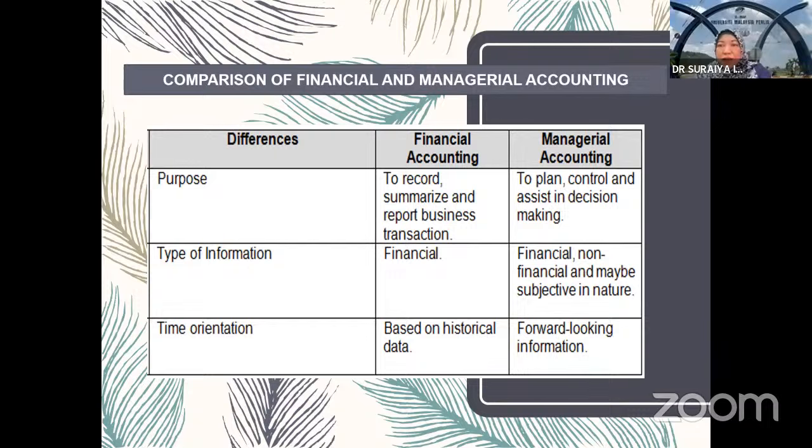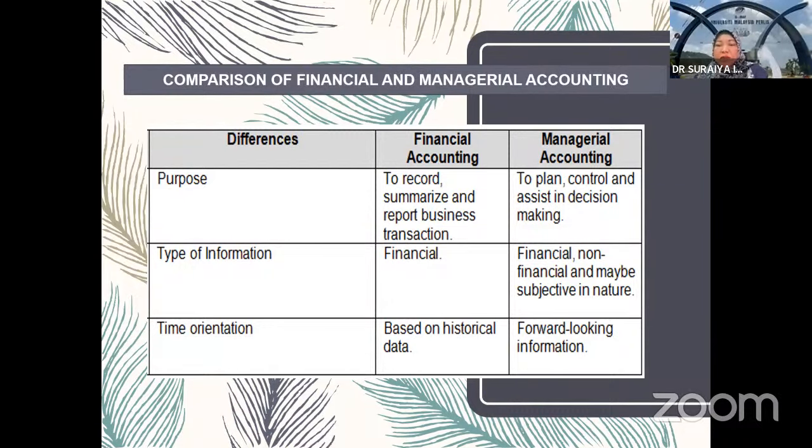So how about time and orientation? Financial accounting is based on historical data, for example how data were made in day-to-day operations. For example, today, 2nd of February 2024, they pay salary to all managers in the company. To record this, they have to record it after they provide all the documents.